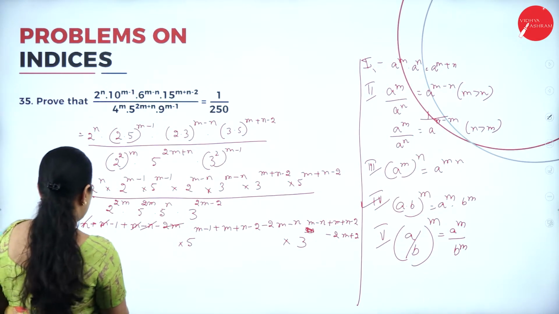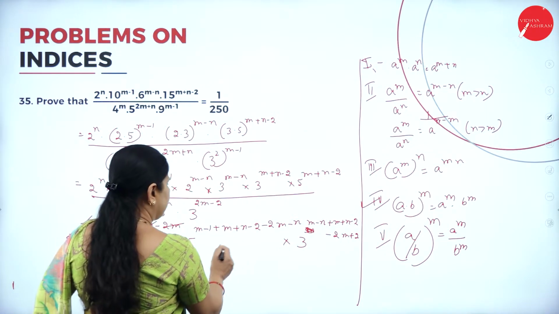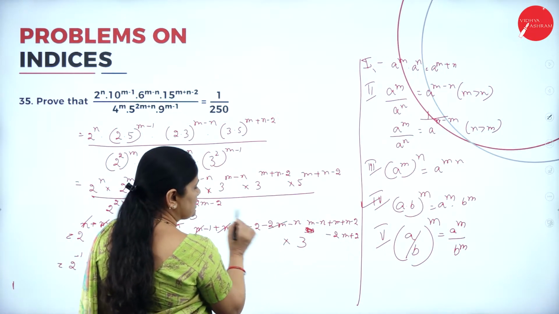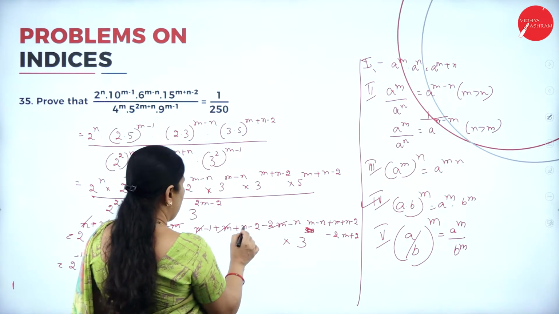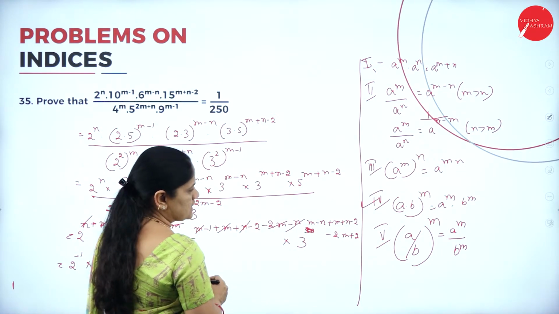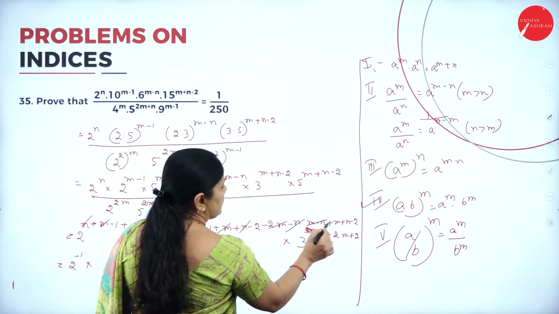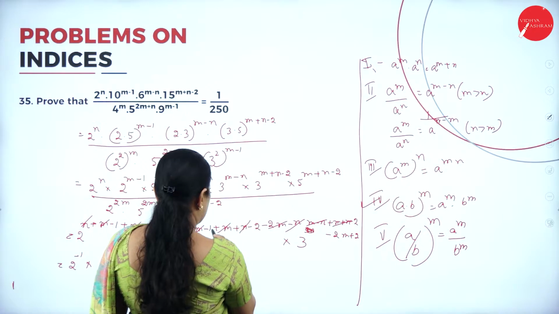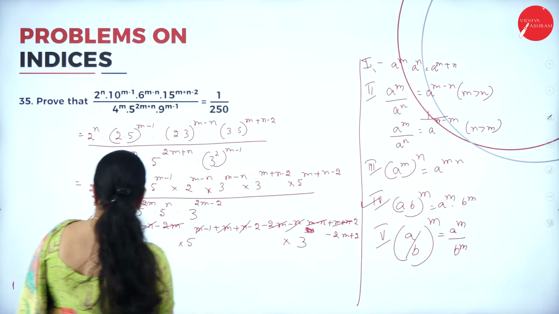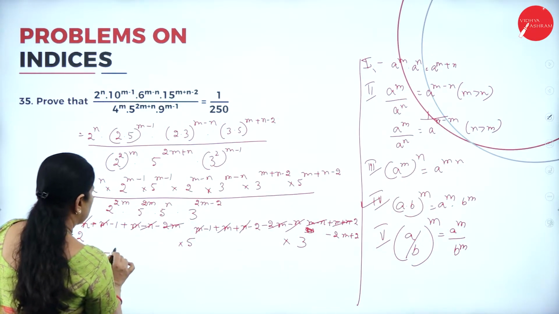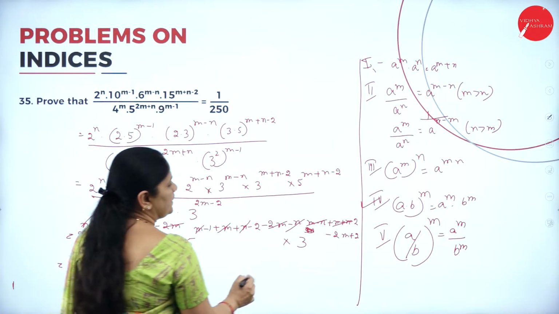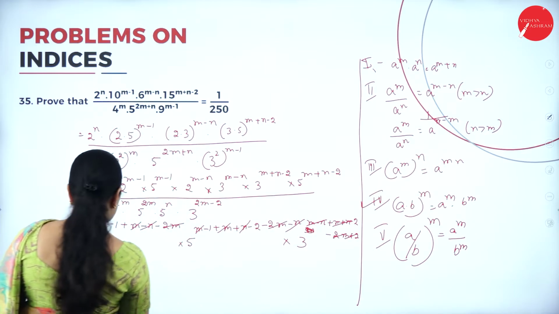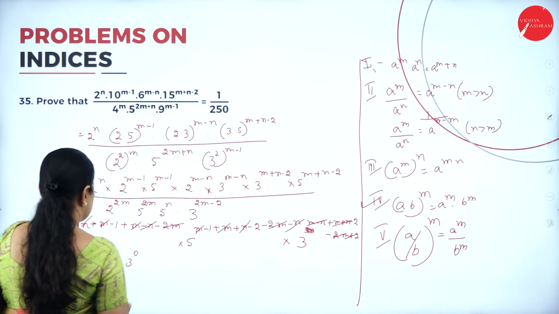Now, next I am having here 5. So, m plus m, 2m, minus 2m gets cancelled. Then plus n minus n gets cancelled. So, m minus n plus n gets cancelled. So, I am left with 5 to the power of minus 3. Then I am left with this, 2m gets cancelled. So, 3 to the power 0.